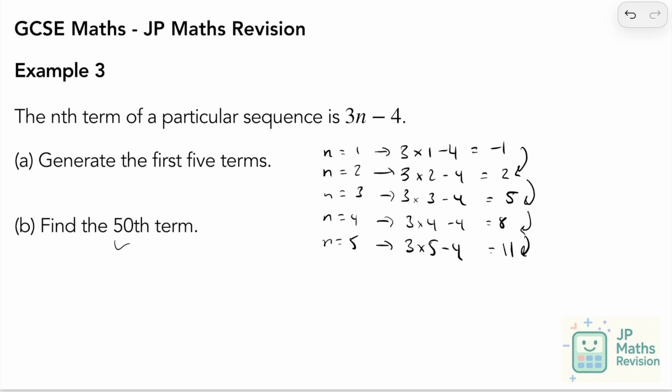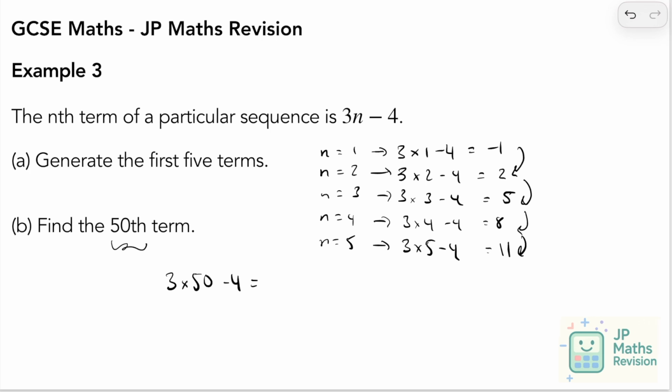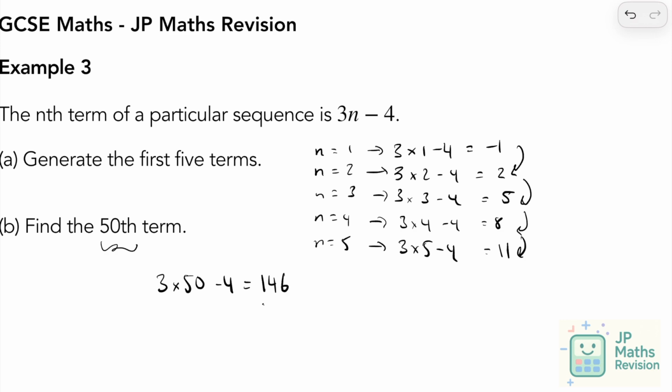The 50th term is when n equals 50. So this time we're going to replace n with 50. So it's 3 times 50 minus 4. So 150 minus 4, that's 146. So the answer to this one is 146.